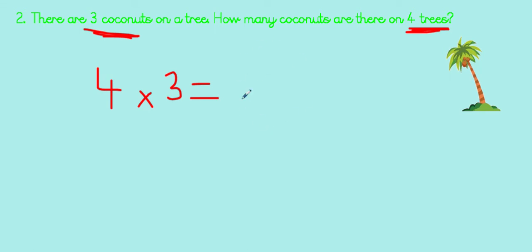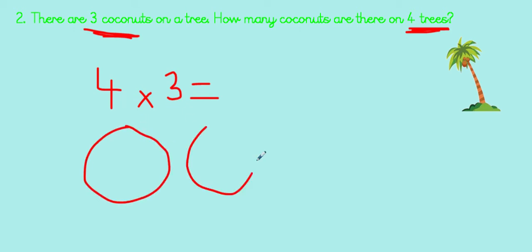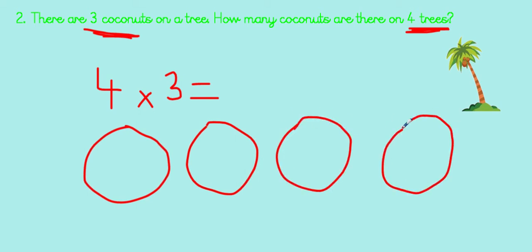Now don't panic. You might know how to count in 3s, or you might not. So what could you do if you're not sure how to count in 3s? You could draw some groups, couldn't you? So why don't we do that now? Because I'm not very good at my 3 times table either just yet. So we're going to draw 4 groups. And we're going to put 3 coconuts in each group. 1, 2, 3. 1, 2, 3. 1, 2, 3. 1, 2, 3.